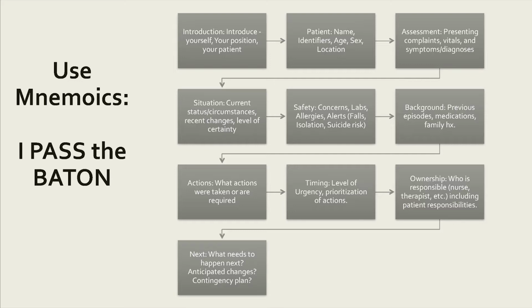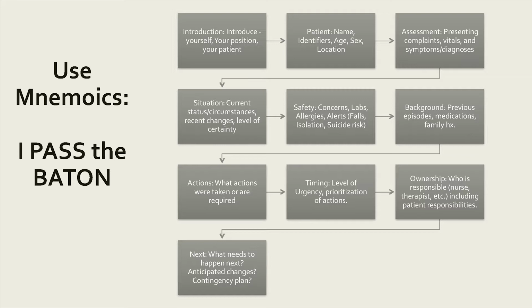Patient: name, identifiers, age, sex, location. Assessment: presenting complaints, vitals, and symptoms or diagnoses. Situation: current status or circumstances, recent changes, or level of certainty. Safety: concerns, labs, allergies, alerts like fall, isolation, and suicide risk. Background: previous episodes, medications, and family history.